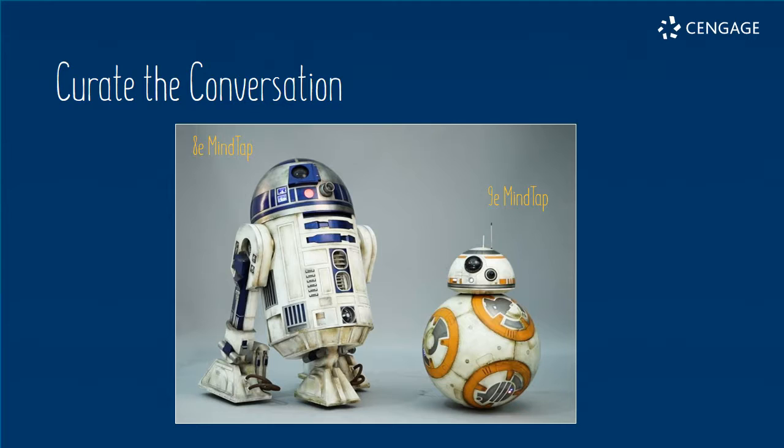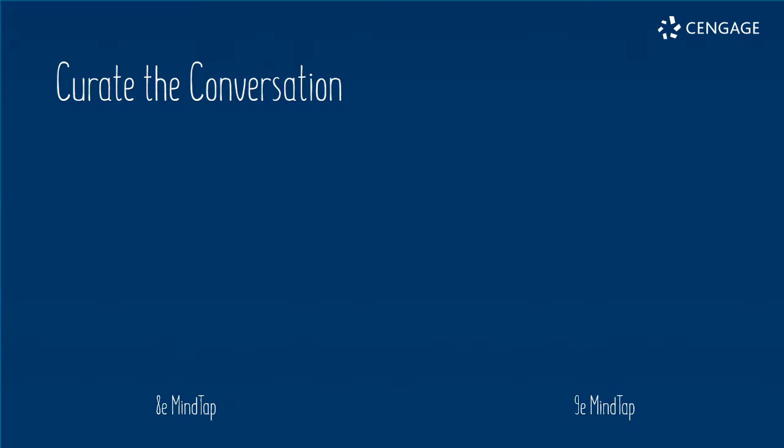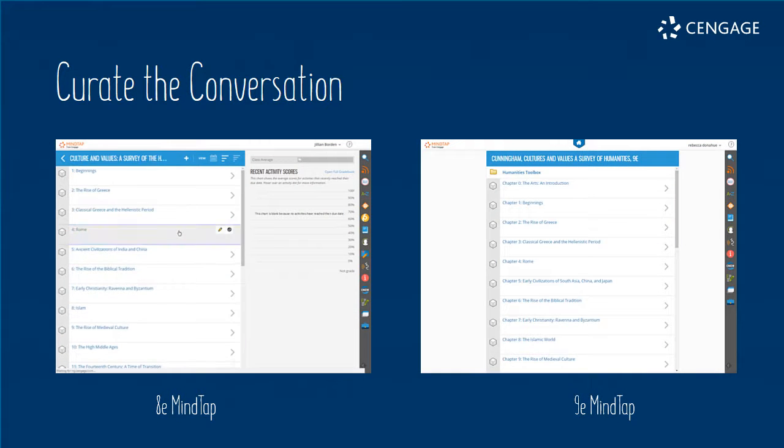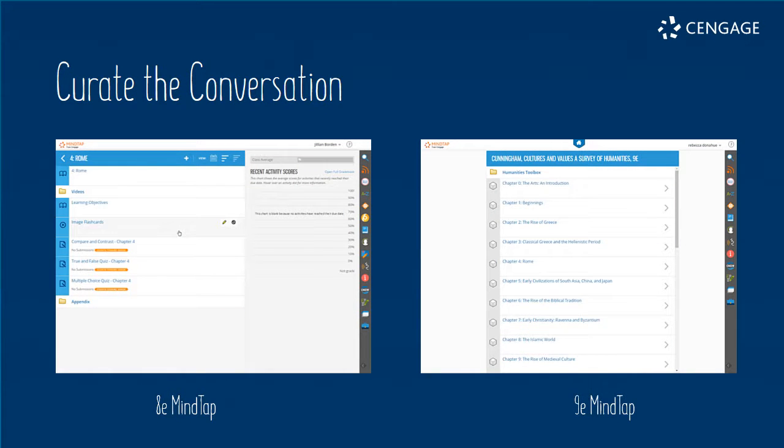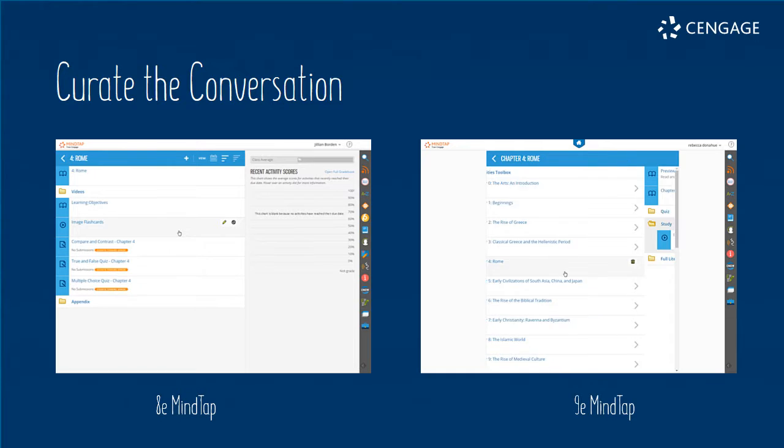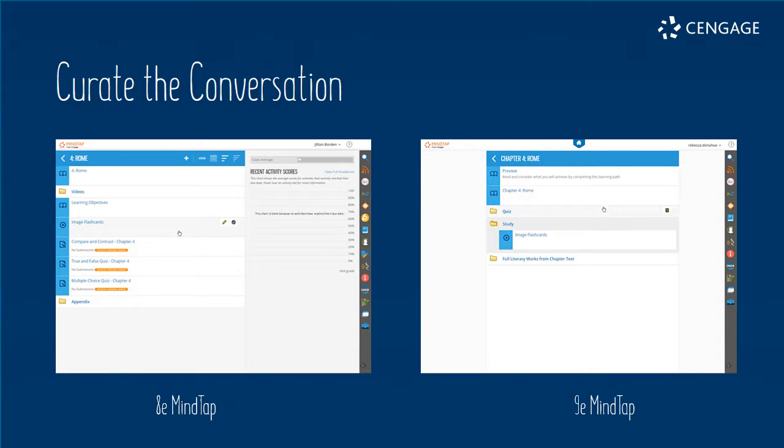When talking to 8th edition MindTap users, it's like comparing our two favorite droids from the Star Wars franchise. R2 is a great droid and we love him, but he's old and he doesn't do what we need him to do these days. BB-8 has all the new bells and whistles our instructors are looking for. In a side-by-side comparison, old MindTap has pretty poor LP representation. Navigation is tough, organization isn't great. New MindTap has better organization and the resources just look cleaner for a better student and instructor experience.